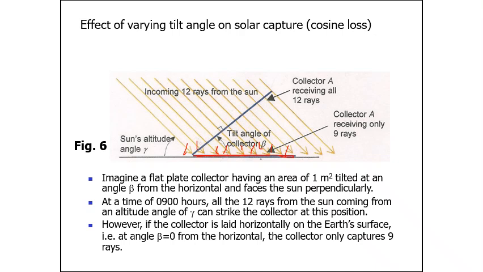But if we are pushing it up and having a tilt angle where the flat plate will be facing the incoming sunlight at a perpendicular measure, it will be capturing most. So instead of 9, it will be capturing all the 12 solar rays coming from the sun. And this effect of this varying tilt angle, right, this one is called cosine loss.